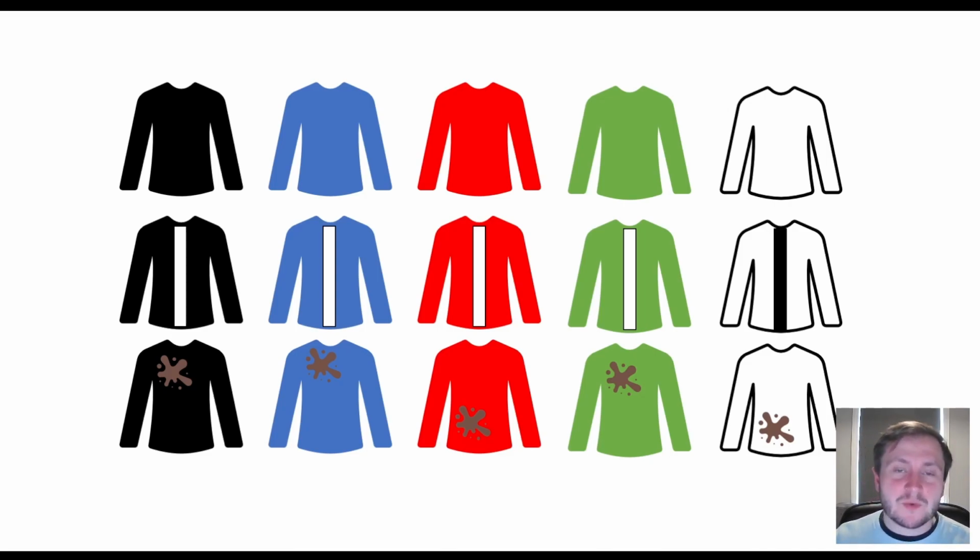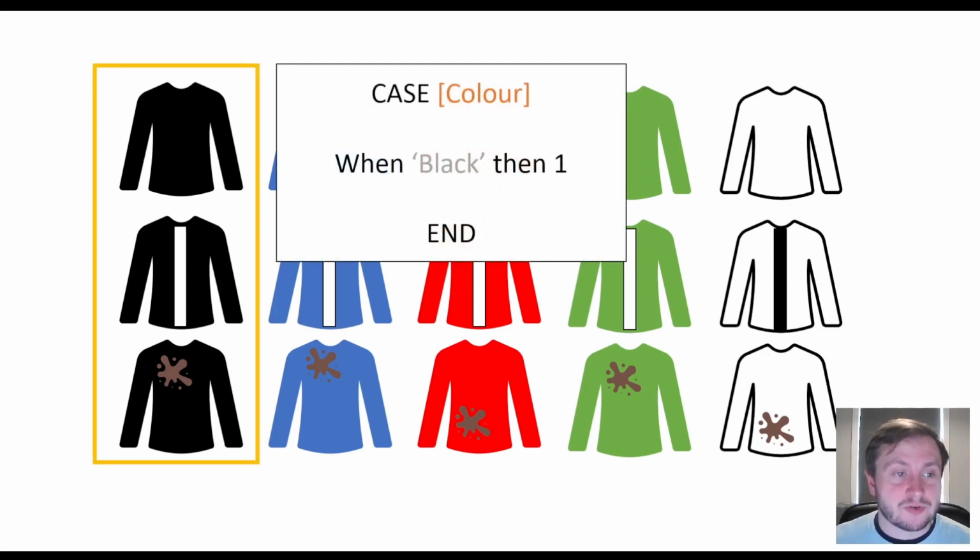So if we wanted to categorize these using a case statement, what we could do is something like the following. So if I want to group all of my black tops here, regardless of whether they've got a stripe or they're clean or they're dirty, I would use my case statement. I'd use it on the field in my data called color, and I would say when it is black, then pull through the value of 1.